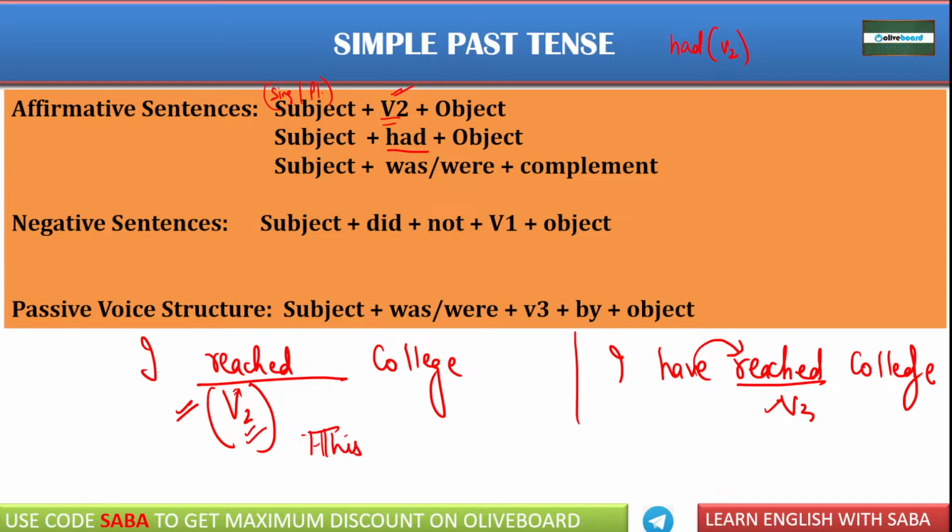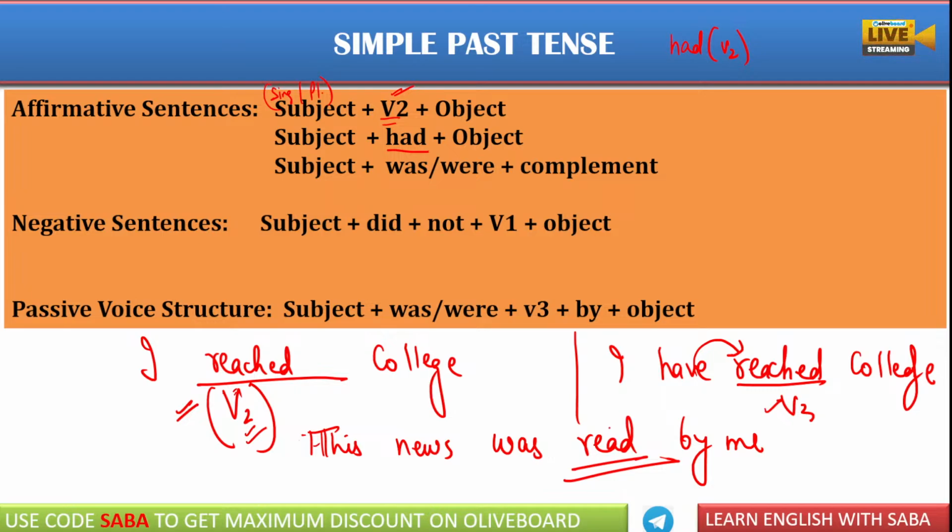Now if I say, this news was read by me. Was read by me. What is the verb form of read? Quickly tell me. It is V3. You can never call it V2. Whenever a verb comes after an auxiliary verb, it will be plain V3. You cannot call it V2. Do you all understand? So V2 is independent. If it comes without an auxiliary verb, you will call it V2. And if it comes with an auxiliary verb, it will be V3.